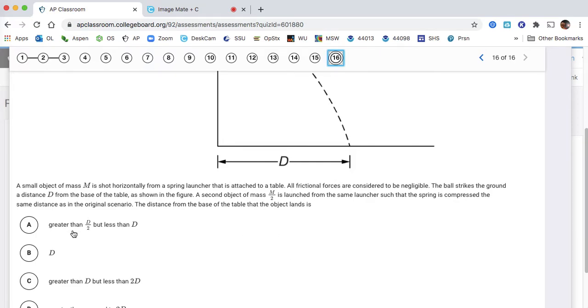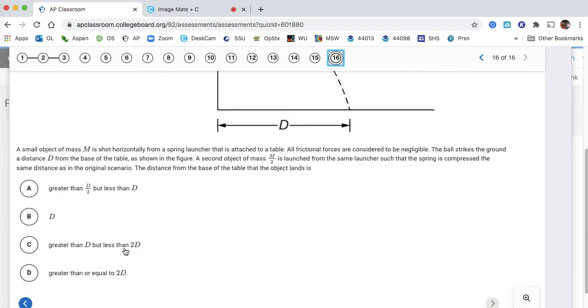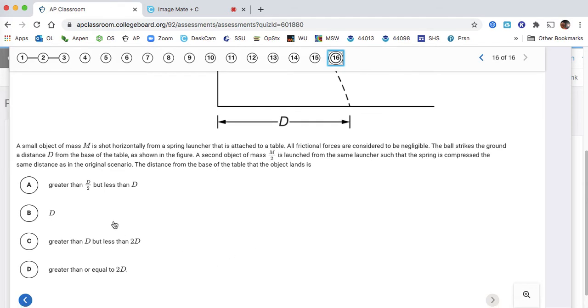A is in the trash too. Greater than half the distance, but less than D? No, it's going to be going faster. It's got less mass. It's going to be going faster. It's C or it's D. Again, 50-50, but let's do better than that, right?